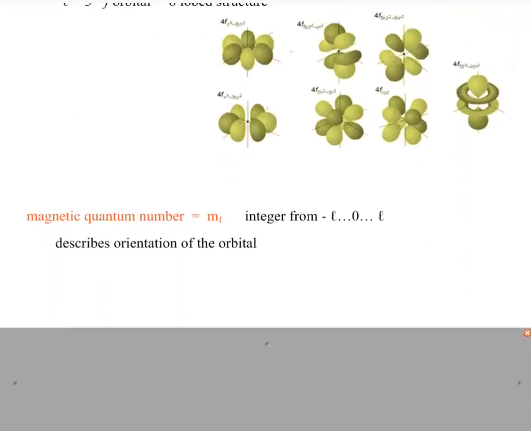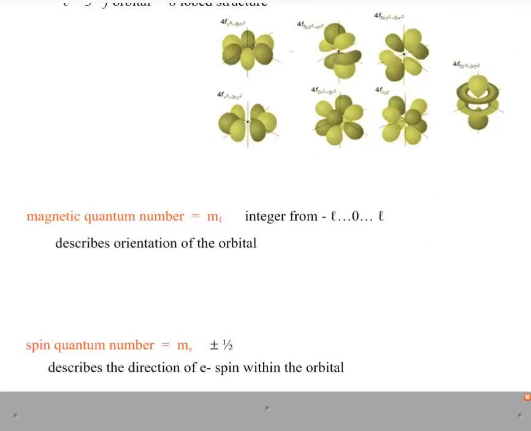Our fourth quantum number is the spin quantum number. The spin quantum number describes the spin of the electron within the orbital. The electron can either spin clockwise or counterclockwise, and the spin quantum number is represented by either +1/2 or -1/2.